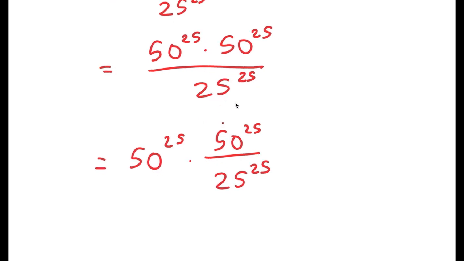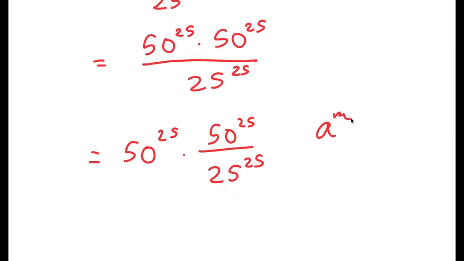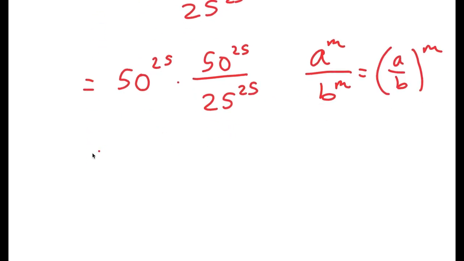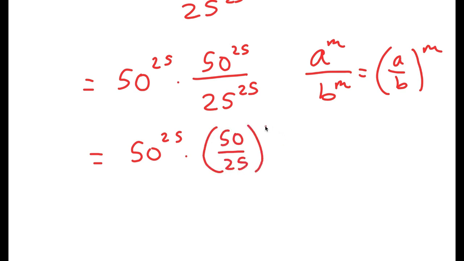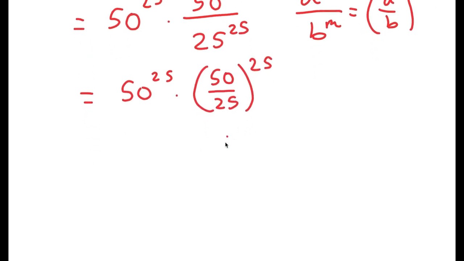And now I can use another property that states that if I have something in the form a to the power of m over b to the power of m, this is equal to a over b to the power of m. So this is equal to 50 to the power of 25 times 50 over 25 to the power of 25. Now, this turns into 50 to the power of 25 times, well, 50 divided by 25 is 2, so times 2 to the power of 25.